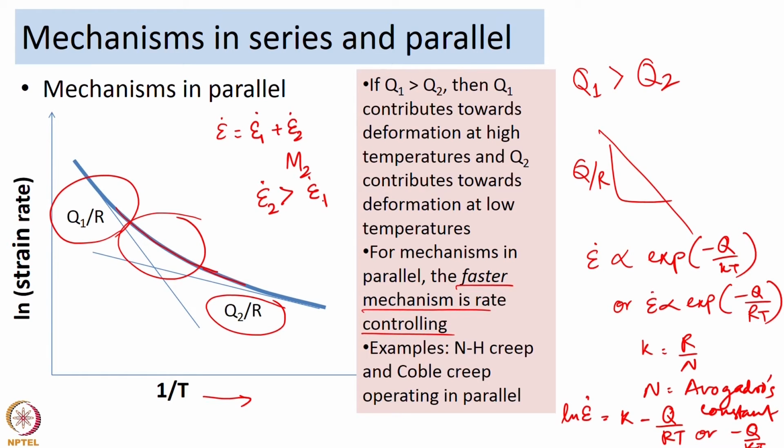An example of mechanisms in parallel is Nabarro-Herring creep and Coble creep. These are two mechanisms which can operate in parallel, and as you know, at low temperatures you have Q equal to QGB. That is why Coble creep is rate controlling, and at high temperatures Q is equal to QL, so Nabarro-Herring is rate controlling. At intermediate temperatures you can have contributions from both. So, that was about mechanisms in parallel.